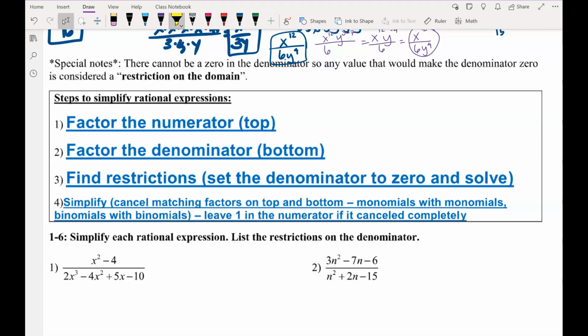Okay, now we have a special note here for all of us, just to remind ourselves. We cannot have a 0 in the denominator, okay? So any value that will make the denominator 0 is considered a restriction on the domain. Well, 0 in the denominator is super interesting, right? Why is it that we can't have a 0 in the denominator?